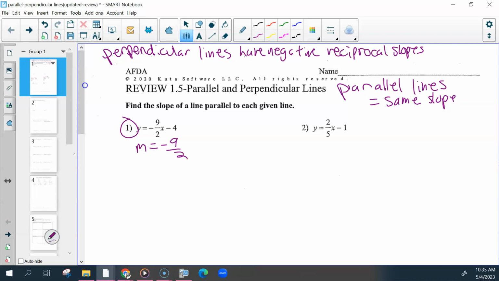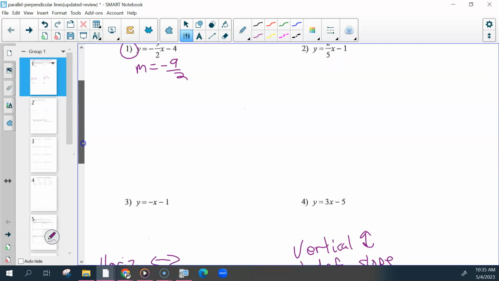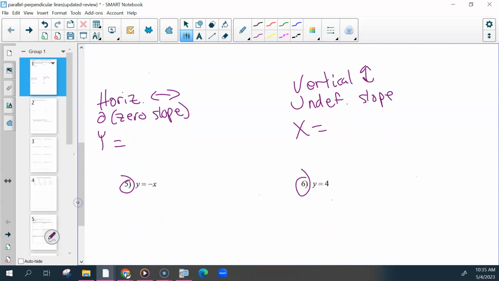Questions on that? Before we get into number 5 and number 6, somewhere on your paper write this. Horizontal lines have 0 slope and are y equals. Vertical lines have undefined slope and are x equals. But this only applies to y equals some number, x equals some number. If you have x and y in the same equation, this does not apply.